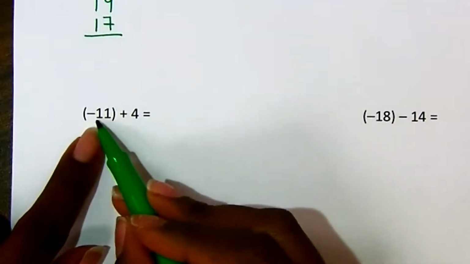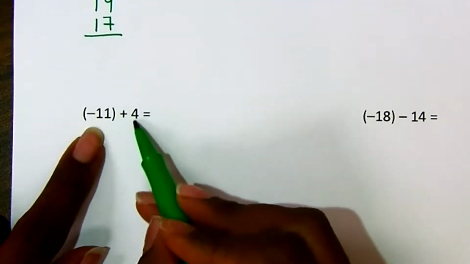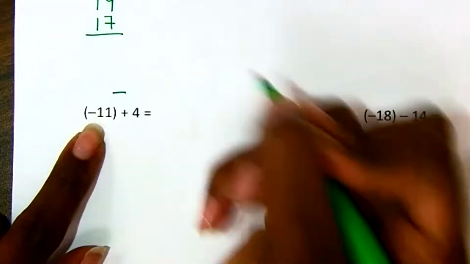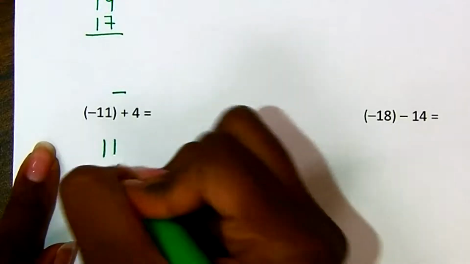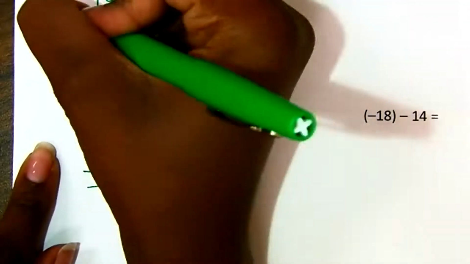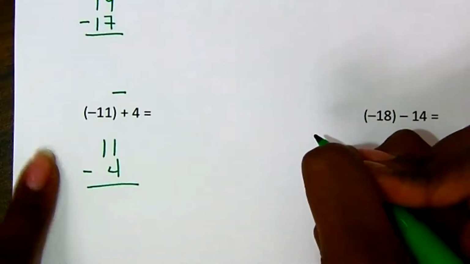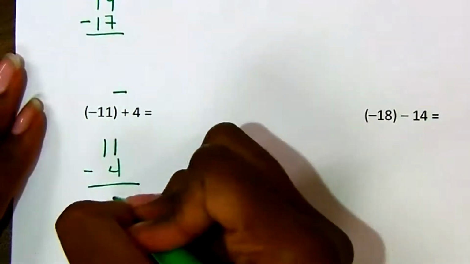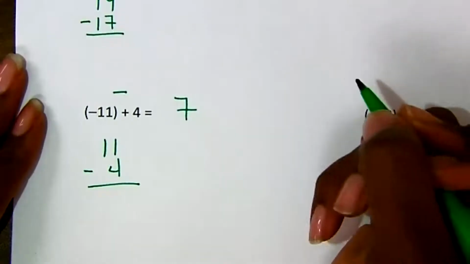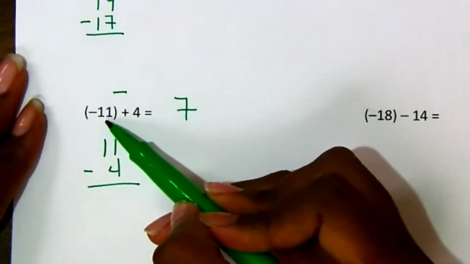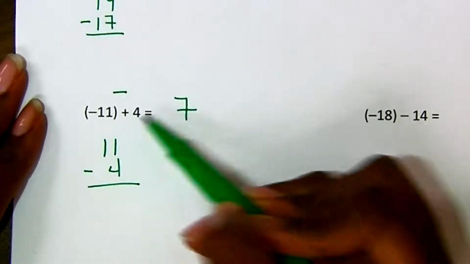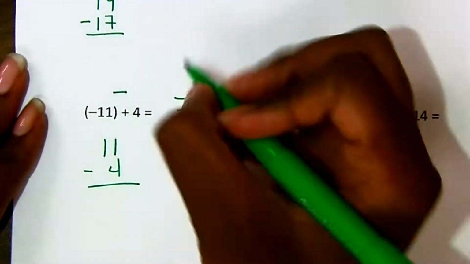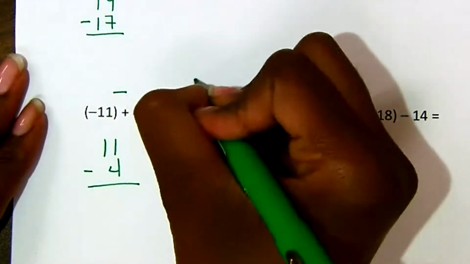I'm adding, but I have a negative 11 and I have a positive 4. Again, because I have different signs, I need to subtract. So I'm going to set that up. Sorry, I have to put it up here too. All right. If I subtract 4, 5, 6, 7, 8, 9, 10, 11, I'm left with 7. We'll put the 7 right here. Which one was bigger, the negative number or the positive number? Good job. The negative number was bigger, so I'm going to keep that sign.